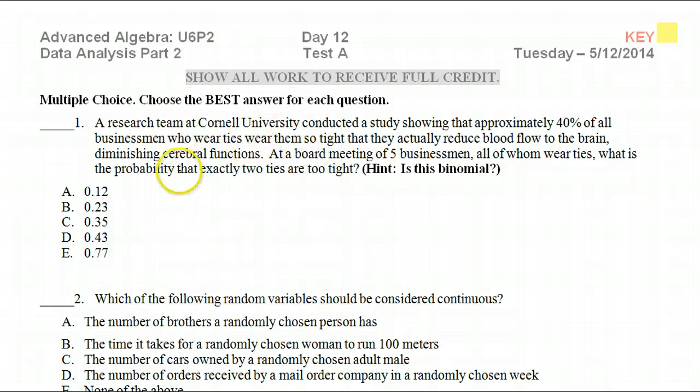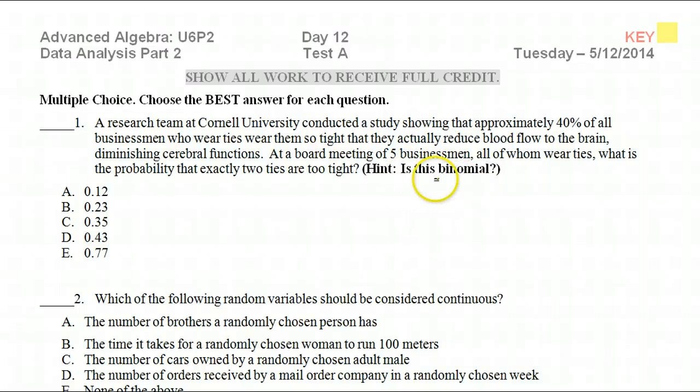Okay, looking at problem number 1. We have a research team at Cornell University conducting a study showing that approximately 40% of all businessmen who wear ties wear them so tight that they actually reduce blood flow to the brain, diminishing cerebral functions. At a board meeting of 5 businessmen, all of whom wear ties, what is the probability that exactly 2 ties are too tight? Hint, is this binomial?